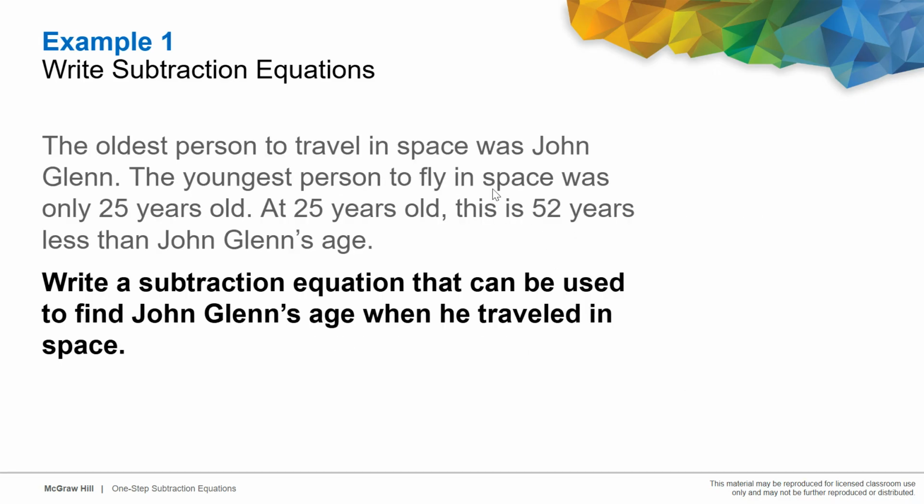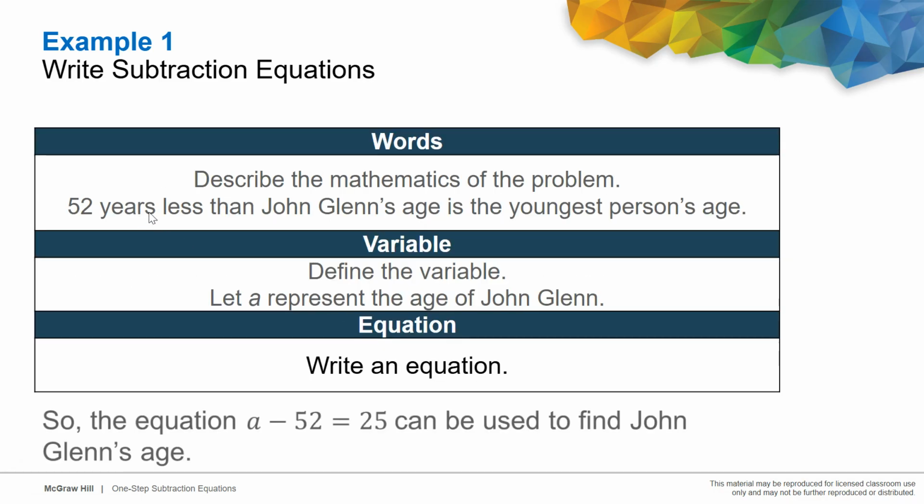The oldest person to travel in space was John Glenn. The youngest person to fly in space was only 25 years old. At 25 years old, this is 52 years less than John Glenn's age. So we're going to write a subtraction equation that can be used to find his age when he traveled in space.